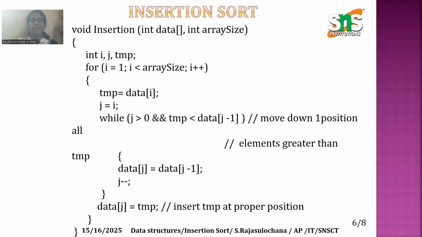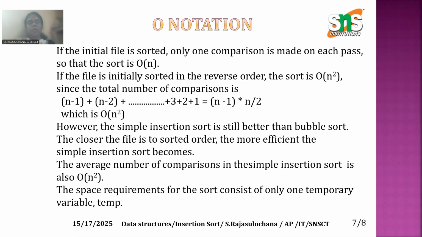Array comparison starts from i equal to 1 while i is less than the array size. The while loop is used for moving down one position when the value is greater than the new arrival. If the initial file is sorted, only one comparison is made on each pass. So the sorting algorithm has a time complexity of order n. On the other hand, if the initial array is sorted in reverse order, sorting will take order n square time. Here order n square refers to the total number of comparisons required.